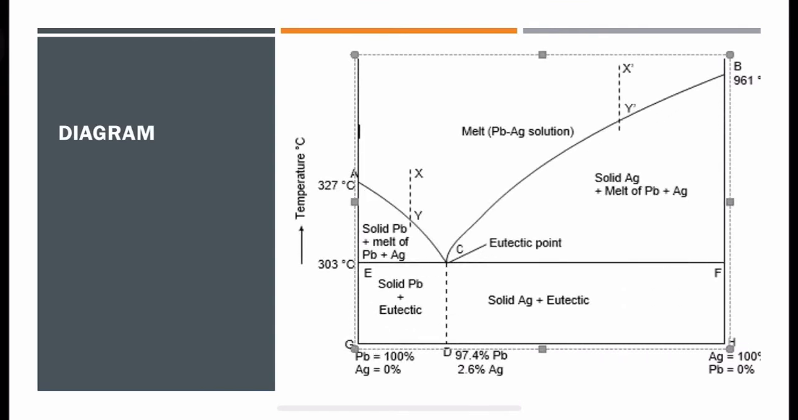So this is a diagram of the lead and silver system. The composition of lead is taken on the x-axis and temperature on the y-axis. So you can see the diagram on the left side. We can take lead as 100%.